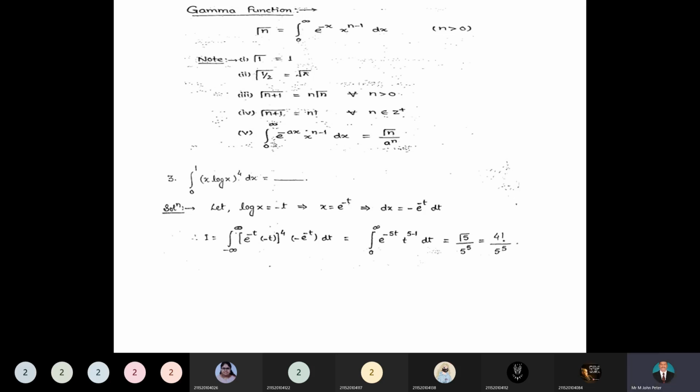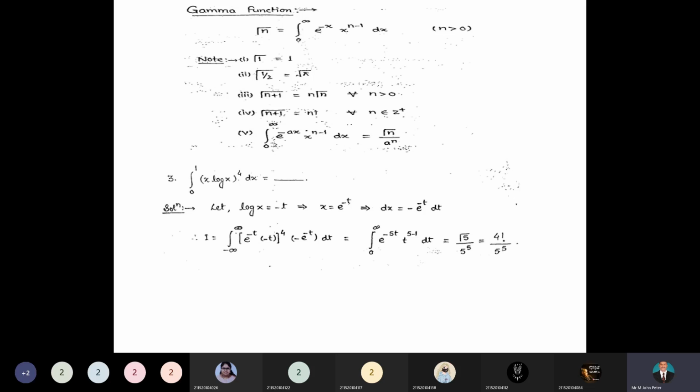In the last class, we have used the gamma function. The gamma n is defined like this: gamma n equal to integral 0 to infinity e power minus x, x power n minus 1 dx, including the limit. Then only you can apply the gamma function. Instead of x, any variable can be replaced. Some of the gamma function values: gamma 1 is 1, gamma 1 by 2 is root pi. Gamma n plus 1 can be denoted as n into gamma n, where n greater than 0.